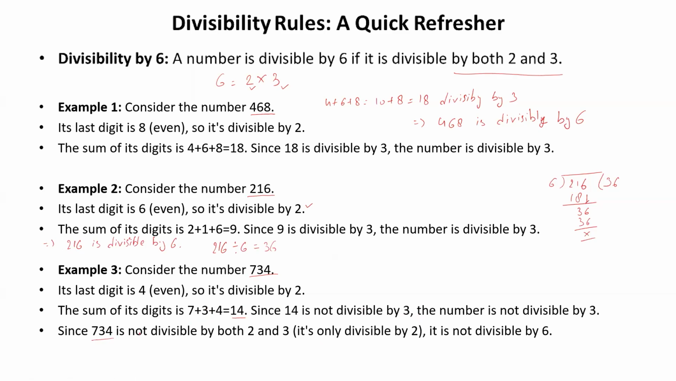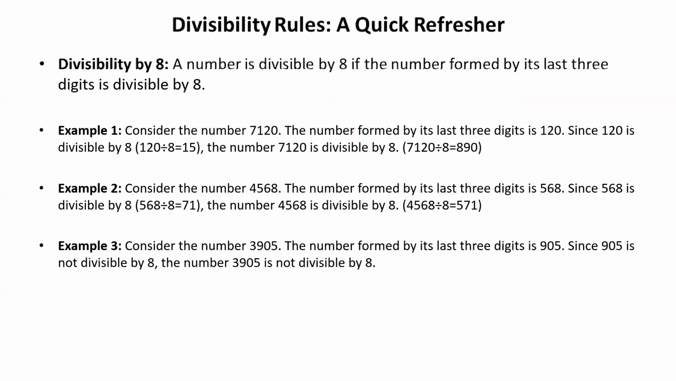734, this number is not divisible by 6 because it is not divisible by both. To be divisible by 6, the number should be divisible by 2 as well as 3, both. So, this 734 is not divisible by 6 because it is not divisible by 3.